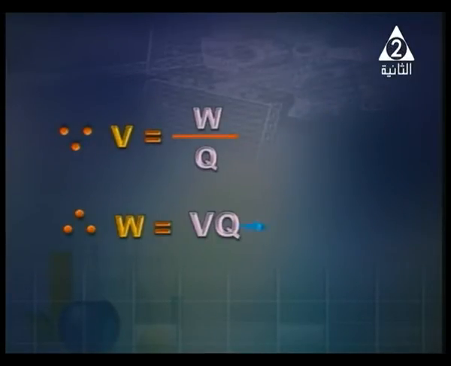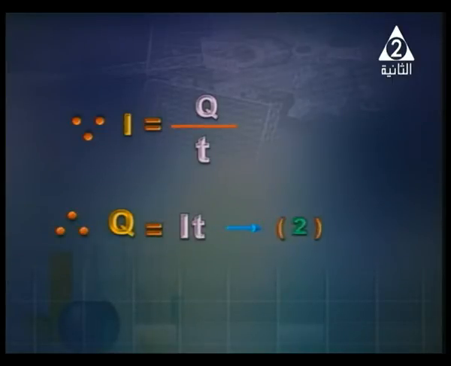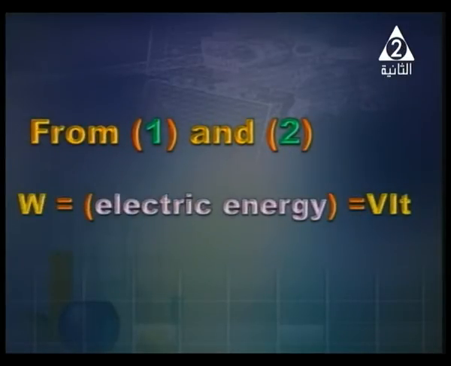First of all, potential difference is determined by the equation V = W over Q, and of course W = VQ. This is the first equation. And current intensity is determined from the expression I = Q over T, so Q = IT. This is the second equation. From 1 and 2, we managed to obtain electric energy equal to VIT, but we are talking about power.